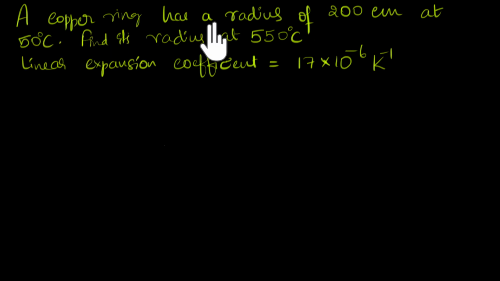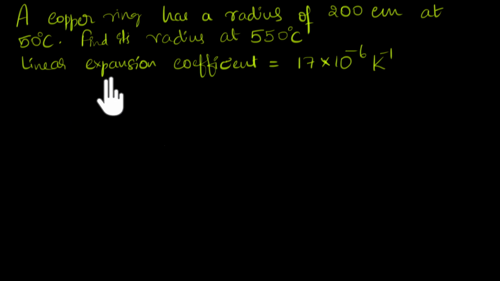A copper ring has a radius of 200 centimeters at 50 degrees Celsius. Find its radius at 550 degrees Celsius, given its linear expansion coefficient is 17 times 10 to the power minus 6 Kelvin inverse.